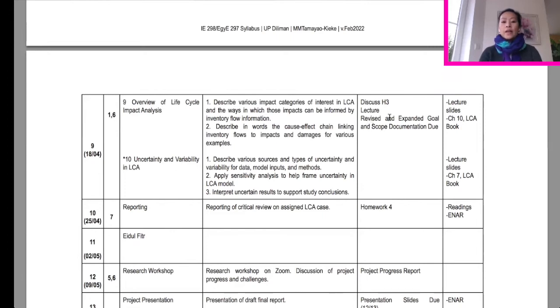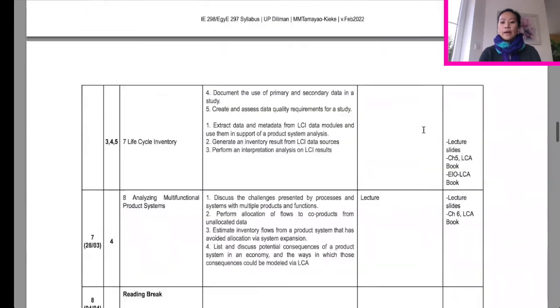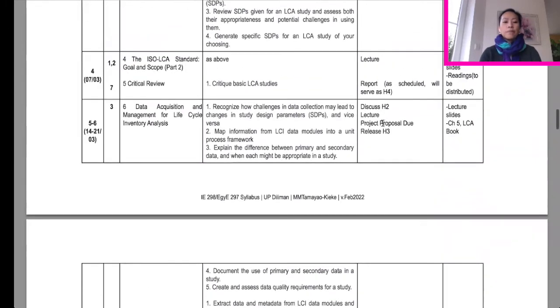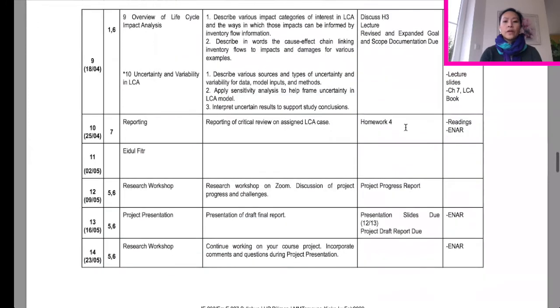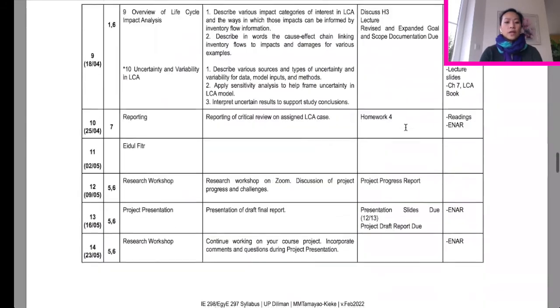This is going to be the due date for your revised and expanded goal and scope documentation. Oh, by the way, your project proposal is due on March 21. March 21. Please take note of those dates.